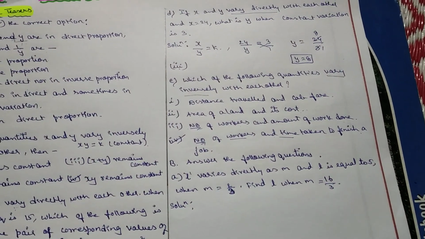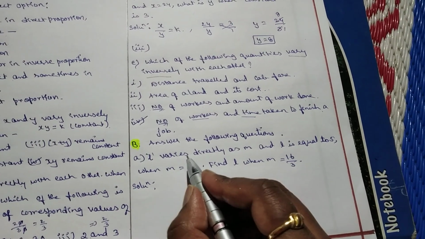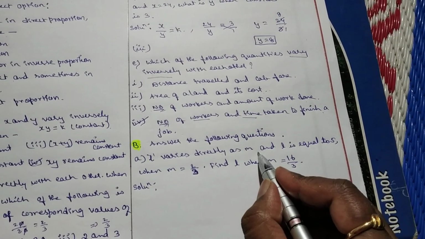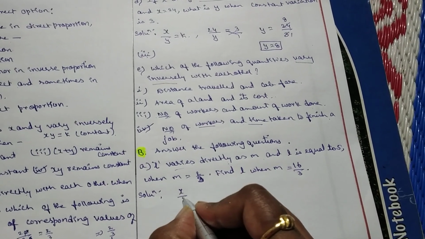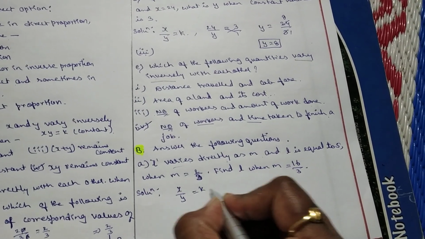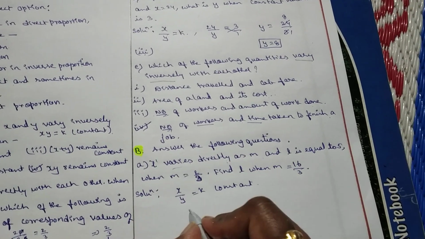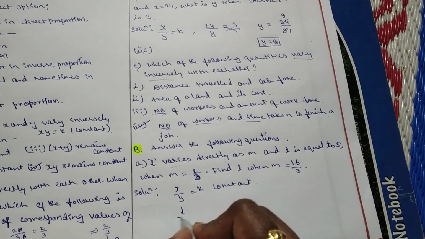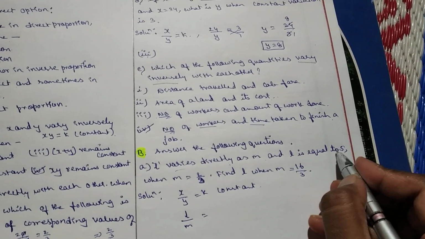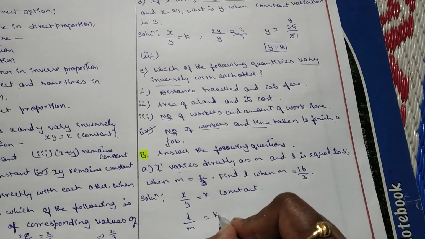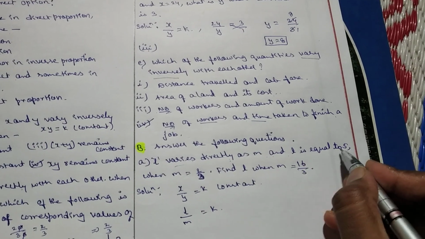B mean answer the following questions. First one, L varies directly as M. So here given direct variation, that is x by y equal to k, where k is constant. But here given variables are L and M. So L by M equal to k. But here given L varies directly as M and L is equal to 5.